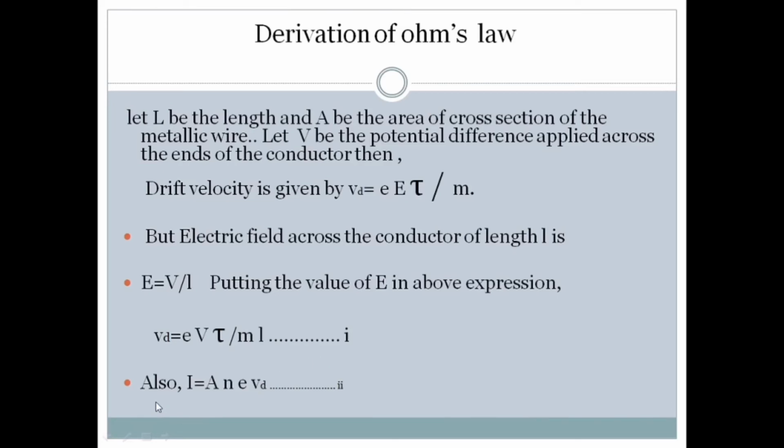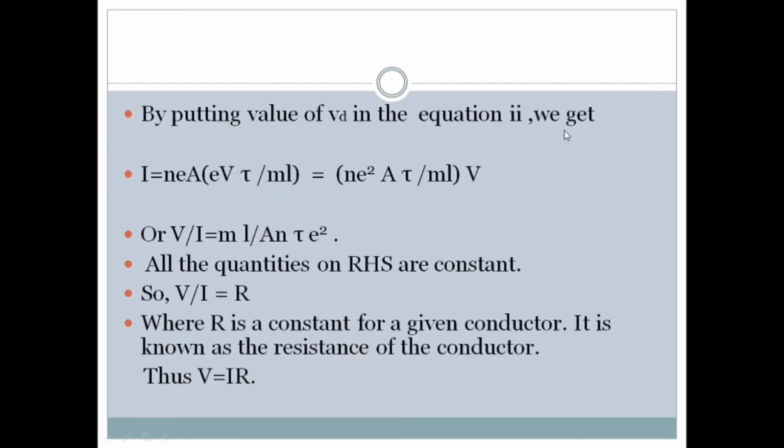We also know the relationship between current and drift velocity. It is I is equal to A n e Vd. So now putting the value of Vd from equation 1, we get I is equal to n e squared A τ upon mL, bracket outside, bracket write V, or V upon I is equal to mL upon A n e squared τ.